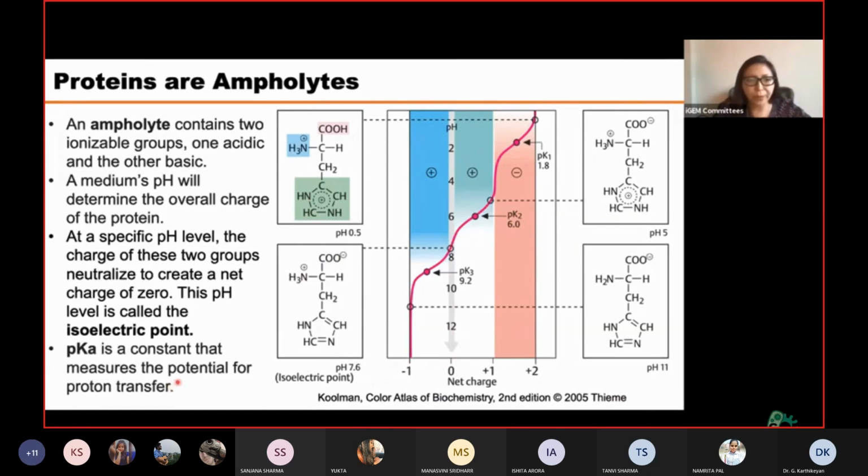So the pK is a constant that measures the potential for proton transfer. So it tells you the possibility of protonation in each amino acid. These pKs are constants that you can find in a table for each amino acid. And this is how we get to know the net charge of our amino acids, and then of our protein. And that's really important, so we will know what the charge of our protein is.